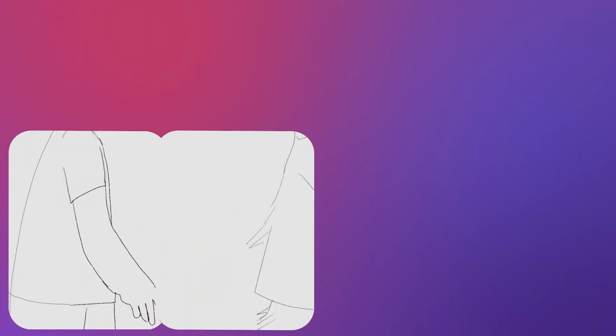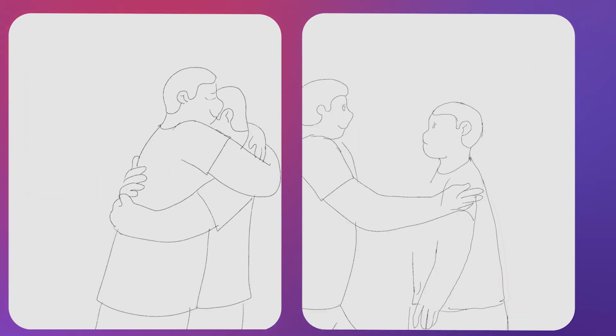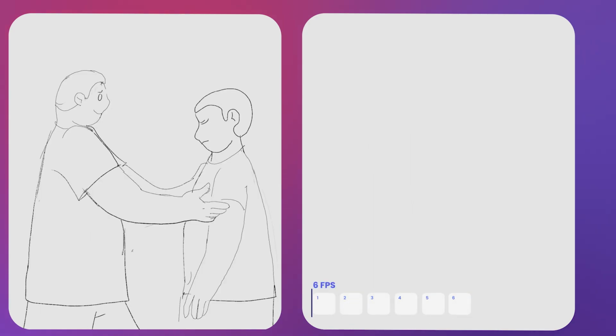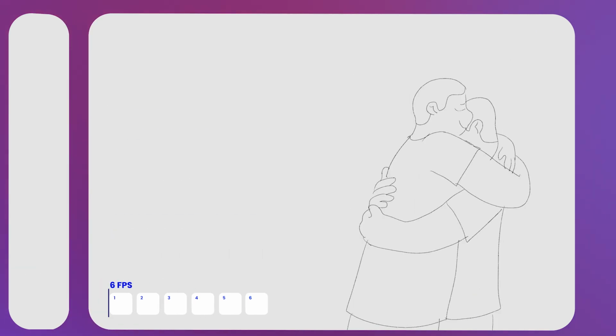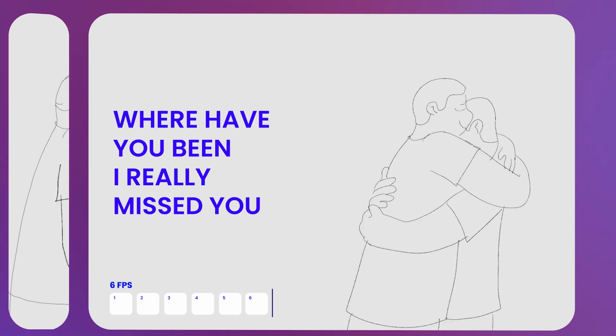The third thing, which I consider really important, is called the acting beats. We have 2 characters hugging each other. One is hugging his friend at 6 frames per second. The other is hugging his friend at 12 or 15 frames per second. The one hugging his friend faster is like telling him, "Where have you been? I really missed you." It's really fast.